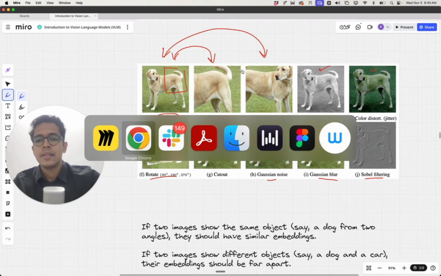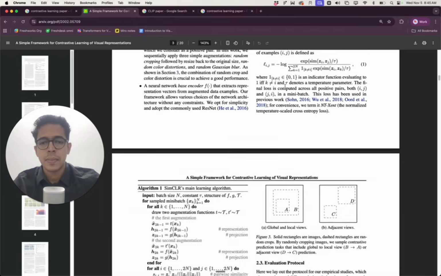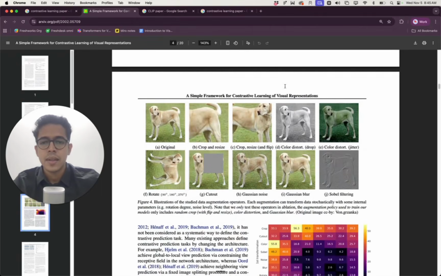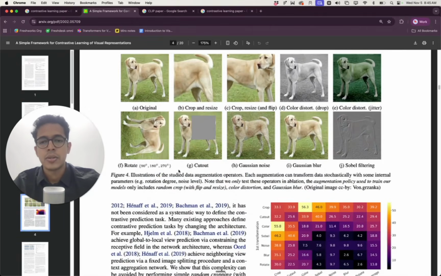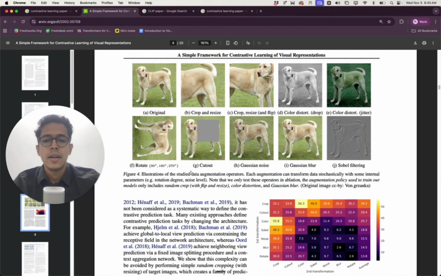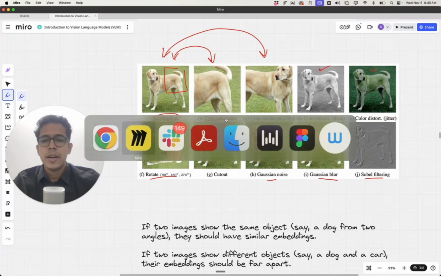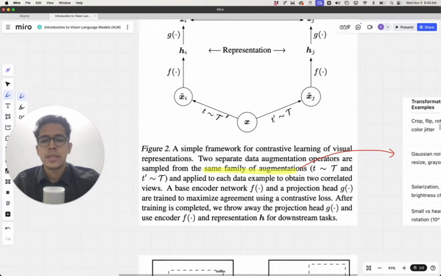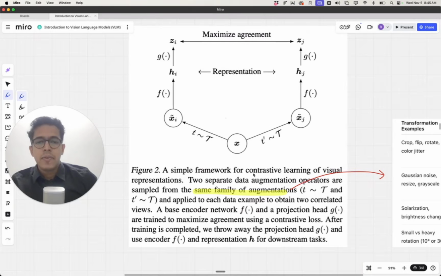And this is, if I remember correctly, figure 4 of the paper. So this is what is showing the data augmentation operators that this paper was studying. Now let's come back to figure 2, what figure 2 was trying to say. Figure 2, a simple framework for contrastive learning of visual representations.